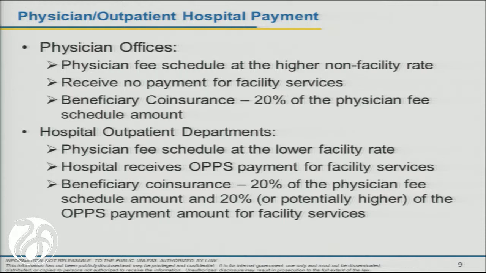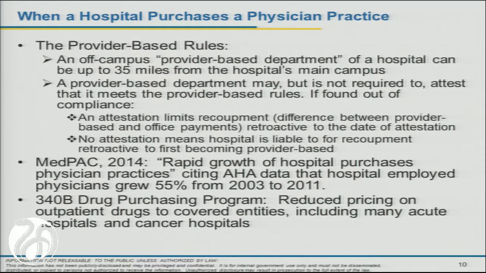If you go to the hospital outpatient department, we pay the physician less because the hospital is now incurring the cost of the staff, supplies, and equipment, but we pay an additional fee for the institutional or facility service that's provided by the hospital. The beneficiary coinsurance amount is going to be 20% of the physician fee schedule amount, and 20% potentially higher because of the artifact of how the outpatient prospective payment system works, of the OPPS payment amount for facility services. So there's going to be an additional coinsurance amount. And then there's also going to be the 20% coinsurance amount on the drugs itself.